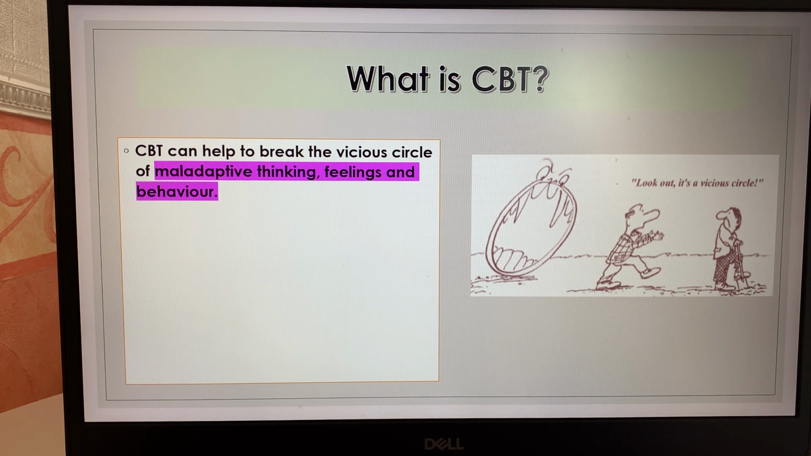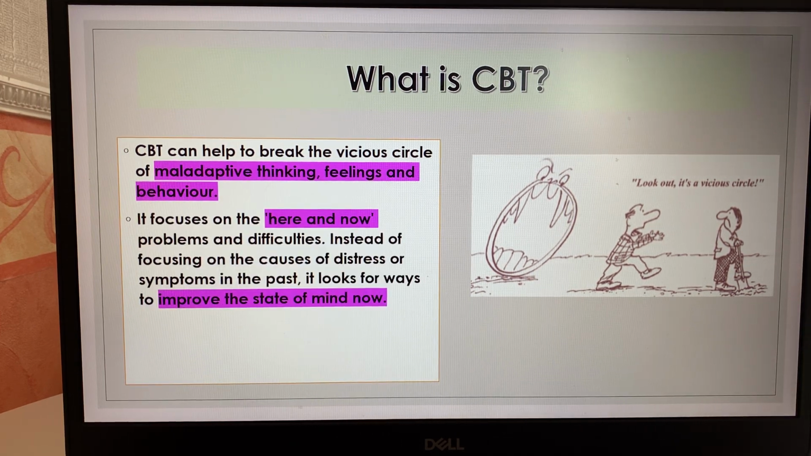principle is to try and break down a vicious cycle or a vicious circle of maladaptive thinking, which in turn creates maladaptive feelings and maladaptive behavior. Maladaptive just means it's not helpful. It's hindering your life, hindering your progress, kind of like dysfunctional.